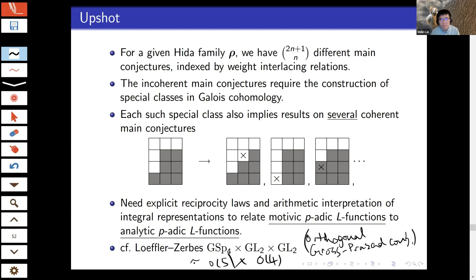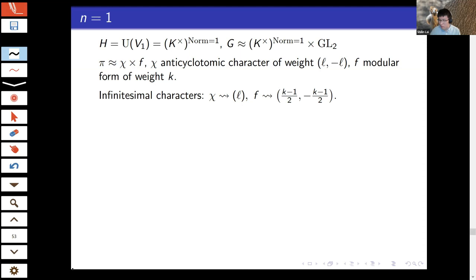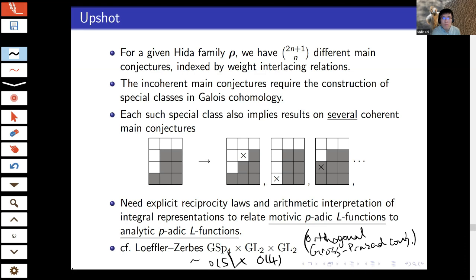So let's quickly, sorry, Ashay has asked, so the several depends on what? Does it depend on choice of integral data? The main conjecture depends on the choice of the integral data, which for me comes from the weight interlacing at archimedean place. Okay, and so the several means there are different choices of integral data. Yes, different choices of data should give you different main conjectures, which I'm going to do a simple example of right now. If that's not clear, you can ask me after.